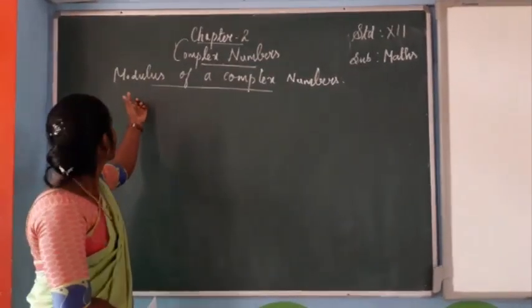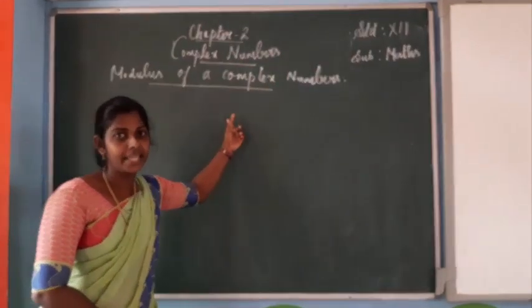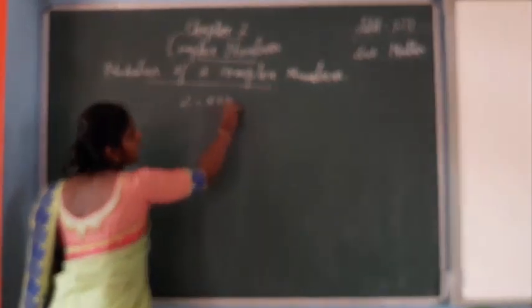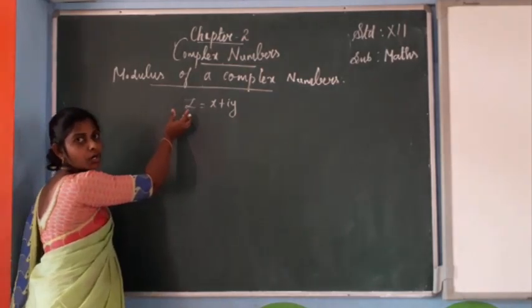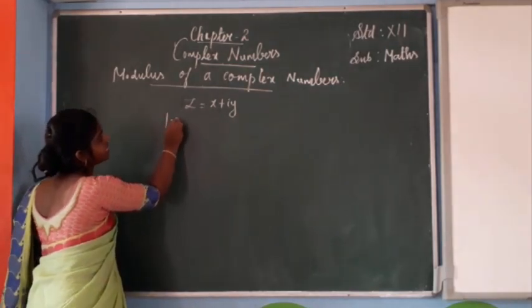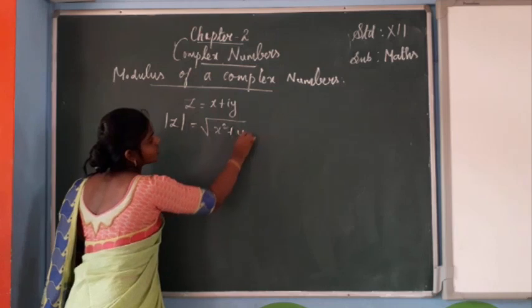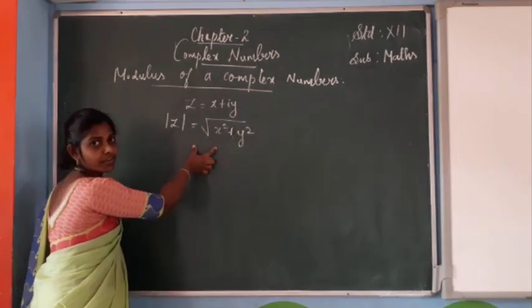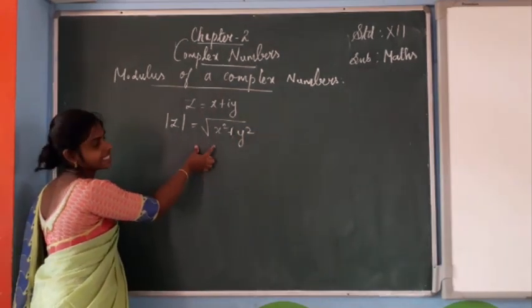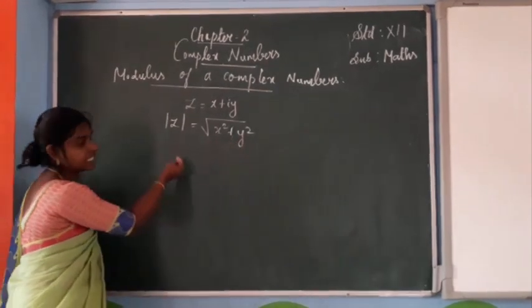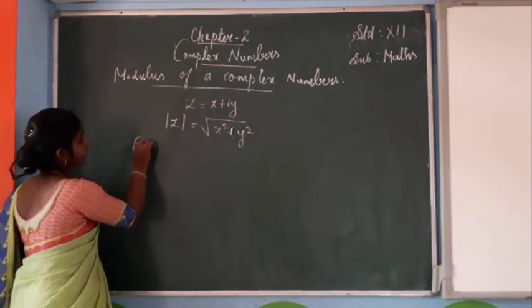Next topic, modulus of a complex number. A complex number is z equal to x plus iy. The formula for the modulus of a complex number is modulus z is equal to root of x square plus y square. So this is the modulus of a complex number. Modulus z is equal to root of x square plus y square. Let us see an example.